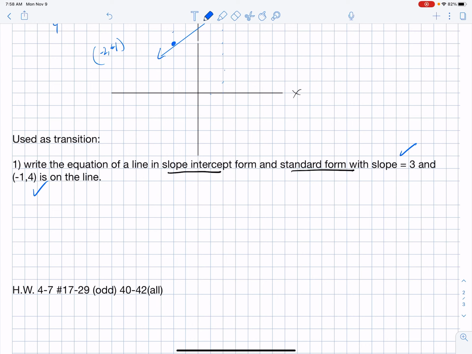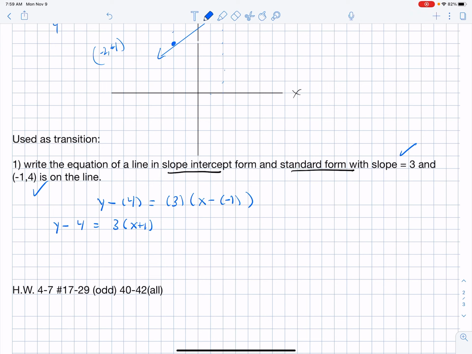Okay. So since they gave us a slope and a point, let's put it in point slope. So y minus the y coordinate equals the slope times x minus the x coordinate. So our y coordinate is 4. Our x coordinate is -1. That's why we got to be careful with these double negatives. And our slope is 3. Okay? So we'll say y minus 4 equals 3x plus 1. So there's point slope form.